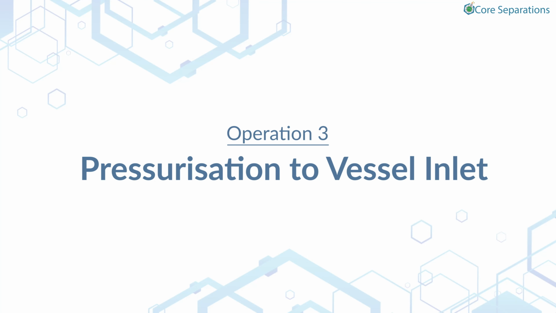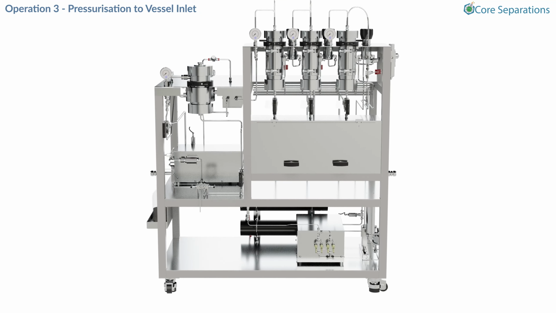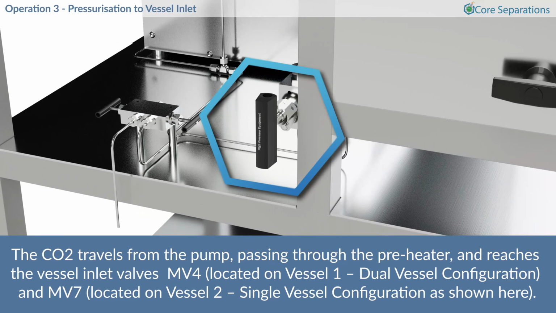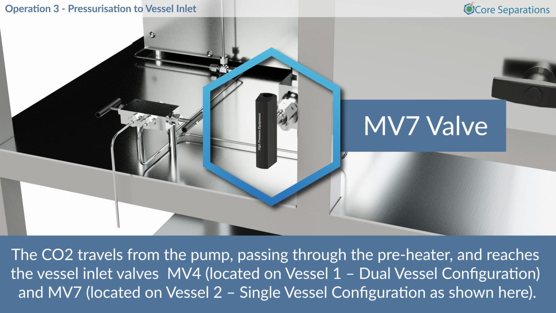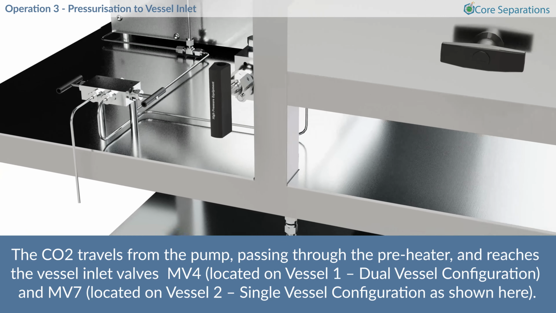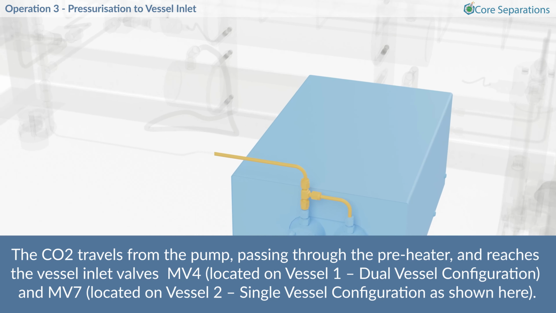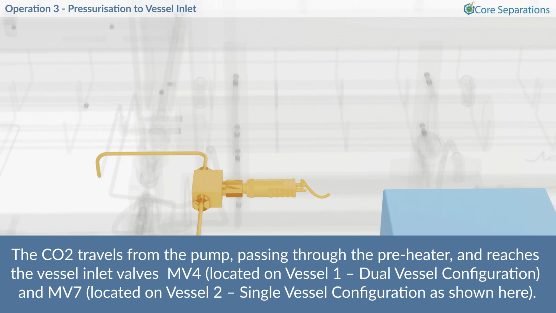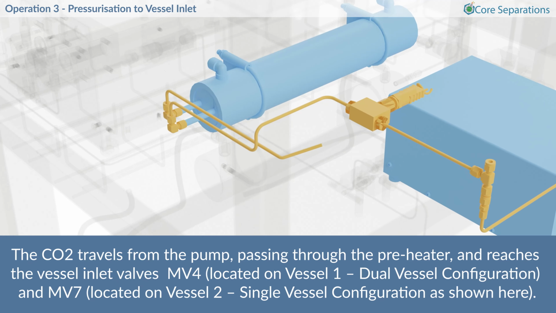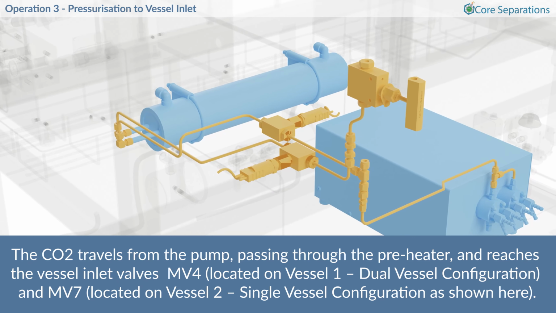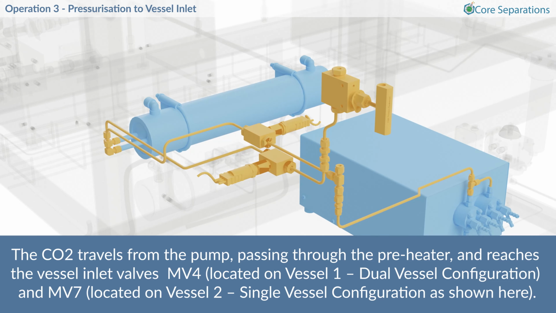Operation 3. Pressurization to the vessel inlet. The CO2 travels from the pump, passing through the preheater, and reaches the vessel inlet valves, MV4, located on vessel 1, dual vessel configuration, and MV7, located on vessel 2, single vessel configuration, as shown here.